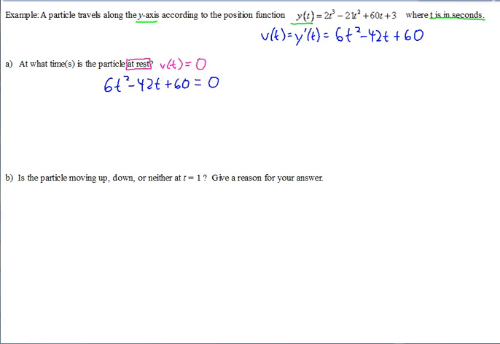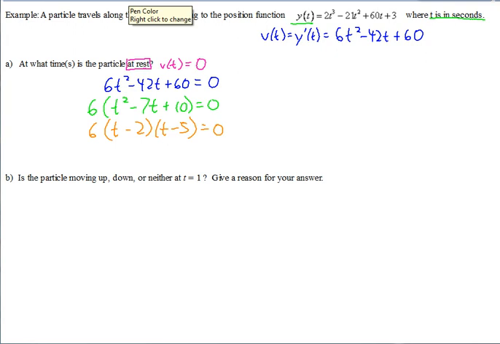And factor it. As a GCF of 6 we can take out first. That leaves you with t squared minus 7t plus 10. And that factors further. Factors of 10 that have to add to negative 7 would be negative 2 and negative 5. Here we don't have to split up the middle term, since the leading coefficient is just 1, we can use the shortcut factoring.